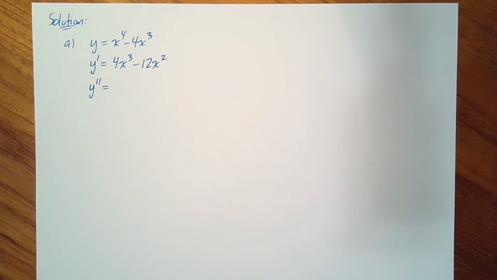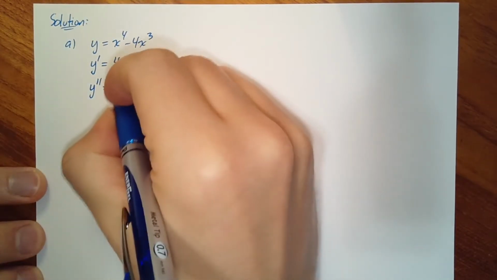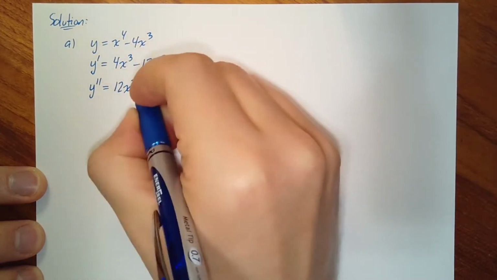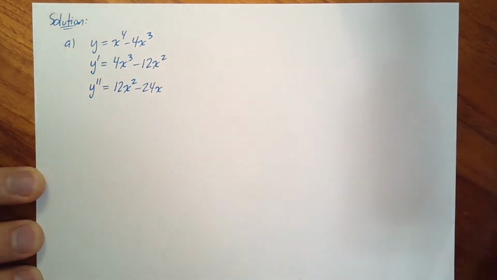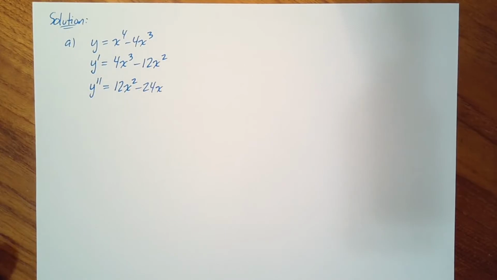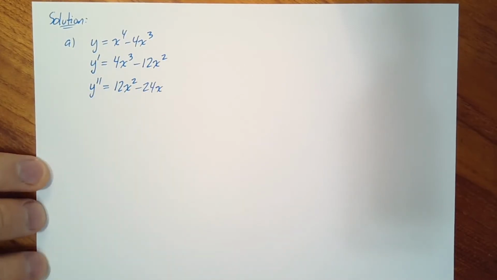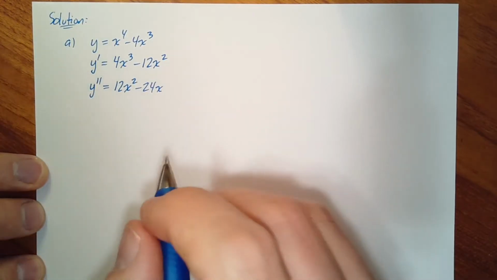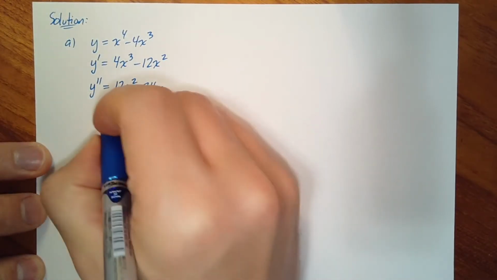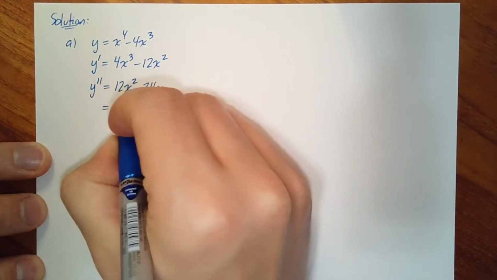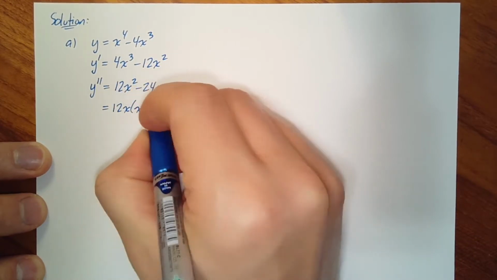And do the power rule one term at a time, and you're going to end up getting 12x squared minus 24x. Okay, and that's a polynomial, and it's got a common factor. Both of those terms have a common factor of 12x. So we could write this as 12x times x minus 2.